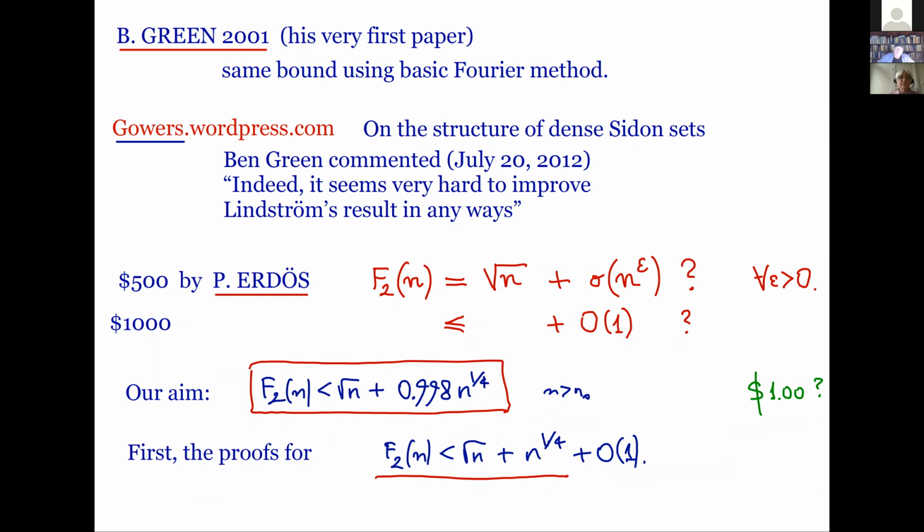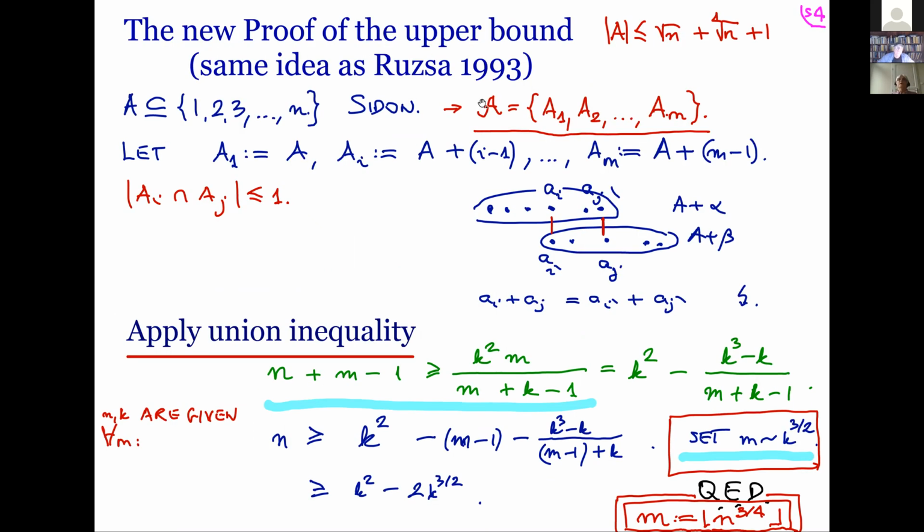Okay, so what were the original proofs? The root n, fourth root n plus 1. Take a Sidon set and consider all the shifted sets. Okay, so we make a hypergraph by shifting the Sidon set m times. And the main point is that these sets are almost disjoint. There is no intersection of size 2 or larger. So we can use our inequality.